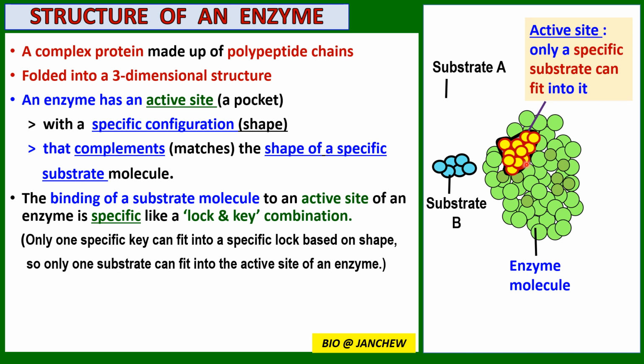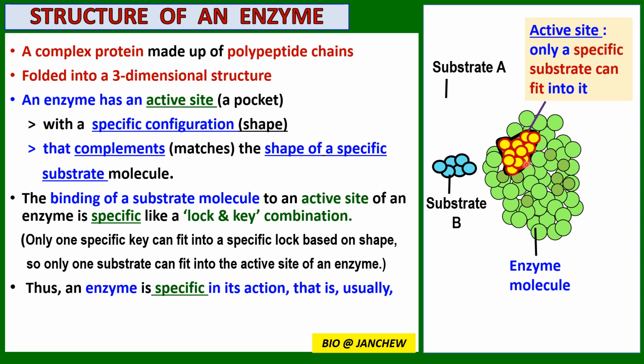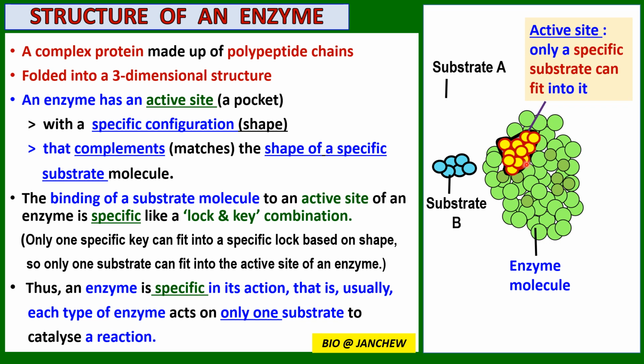So likewise, only one substrate can fit into the active site of an enzyme, and then catalysis will occur, and then maybe the breakdown of the substrate will occur, right? So it's all based on the shape of the substrate and the active site. They must be matching, right? The shape of the substrate must match that of the active site. So in this way, an enzyme is said to be specific in its action. That is, usually each type of enzyme acts on only one substrate to catalyze a reaction, because only one type of substrate can fit into the active site of the enzyme based on its shape.